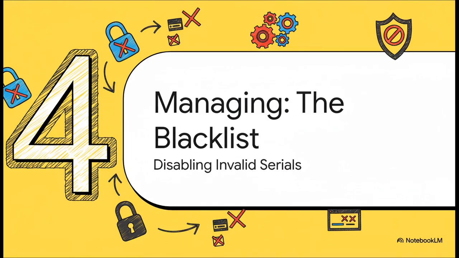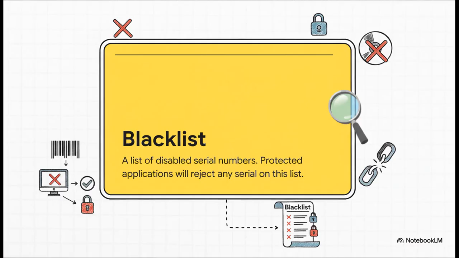All right, let's talk about what happens when things go wrong. Sooner or later, a serial number might get leaked, or maybe it was part of a fraudulent chargeback. You need a way to shut it down, and that is exactly what the blacklist is for. The blacklist is pretty much what it sounds like. It's your personal do not fly list for serial numbers. You add a serial to this list, and from that moment on, any copy of your protected application will just reject it flat out. It's your ultimate kill switch for revoking access.